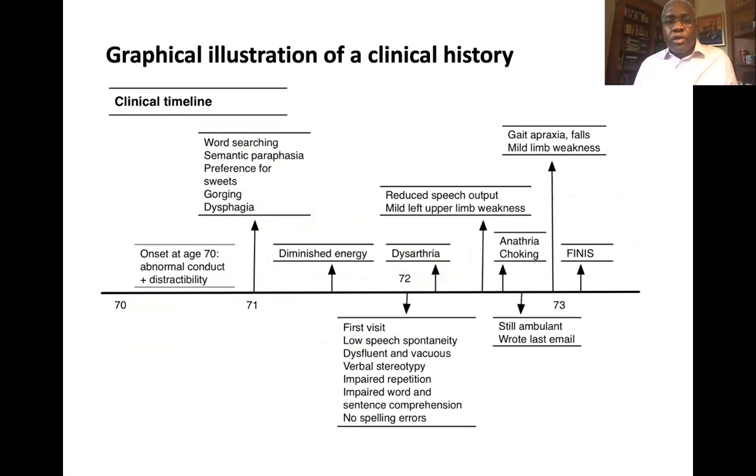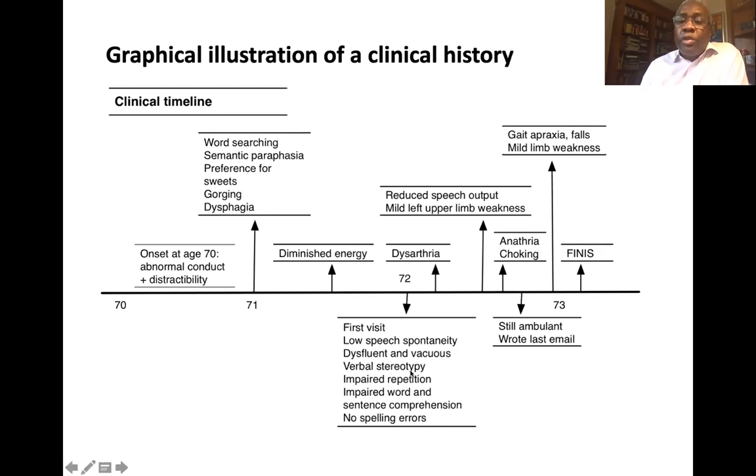Here is a clinical history displayed graphically. I meet this person when they are 72 years old, right here. This is their first visit, and at that time they tell me that she doesn't talk much, so her speech lacks spontaneity. It's disjointed and it's empty. So it doesn't have a lot of information and it's not flowing smoothly. She tends to repeat specific words. When I ask her to repeat a sentence, she struggles. She has problems understanding what words mean. She has problems understanding full sentences, and so on.